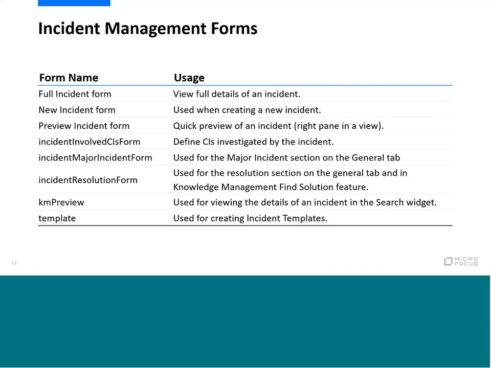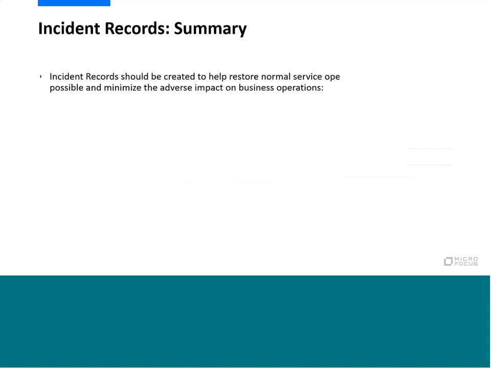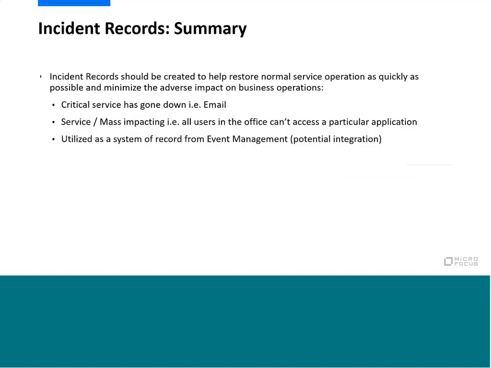Okay, so just to summarise before we get into the cooler stuff. Incident records are all about restoring normal service operations and reducing the overall impact to the business. It's not about root cause, it's about getting it solved as quickly as possible. Does that mean you could end up having a lot of incidents the same? Yes. Would they then potentially relate to a problem record to resolve the root cause? Of course.